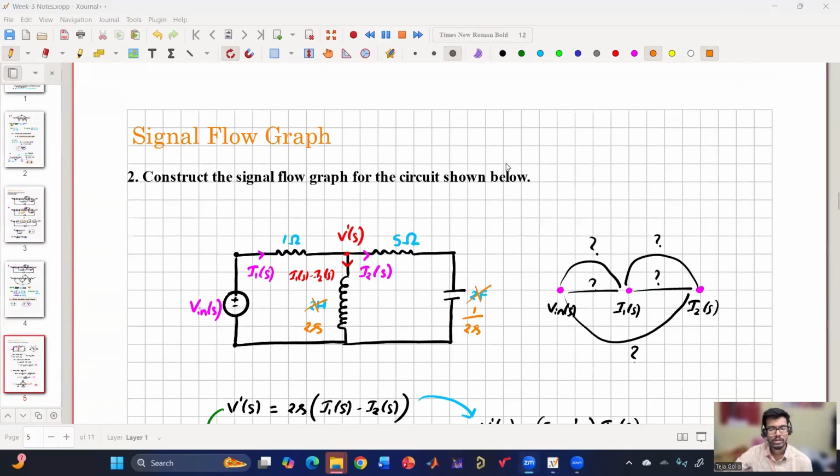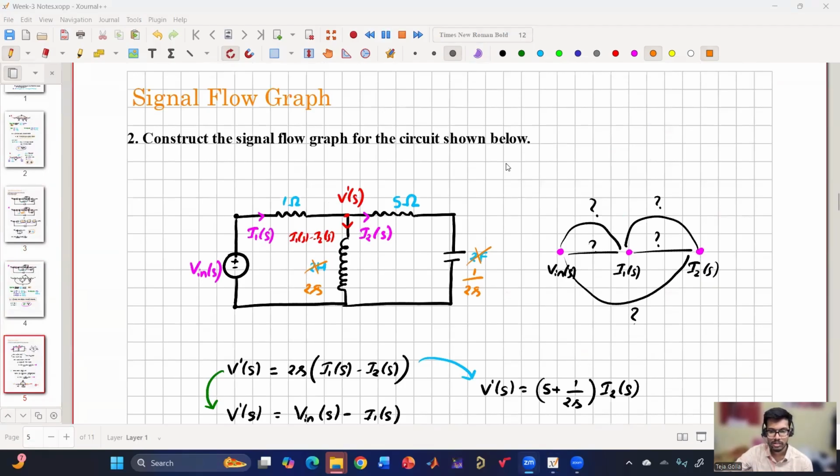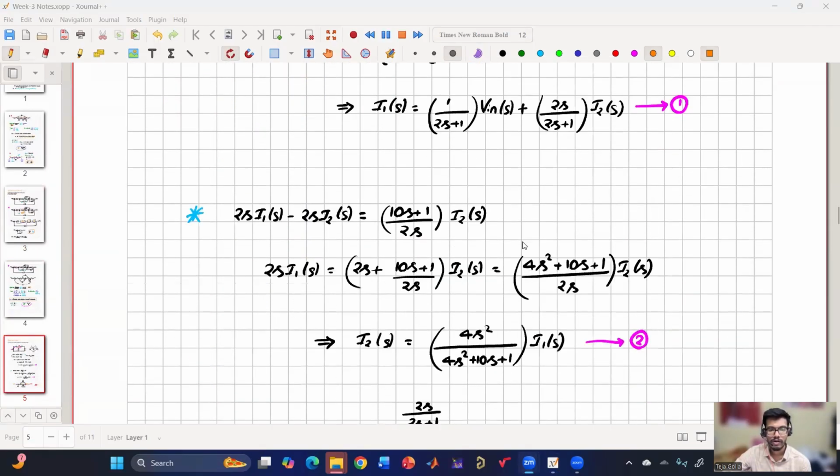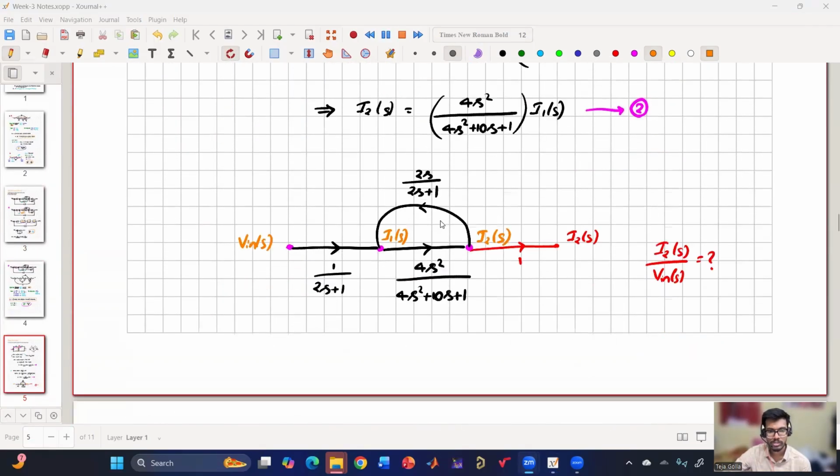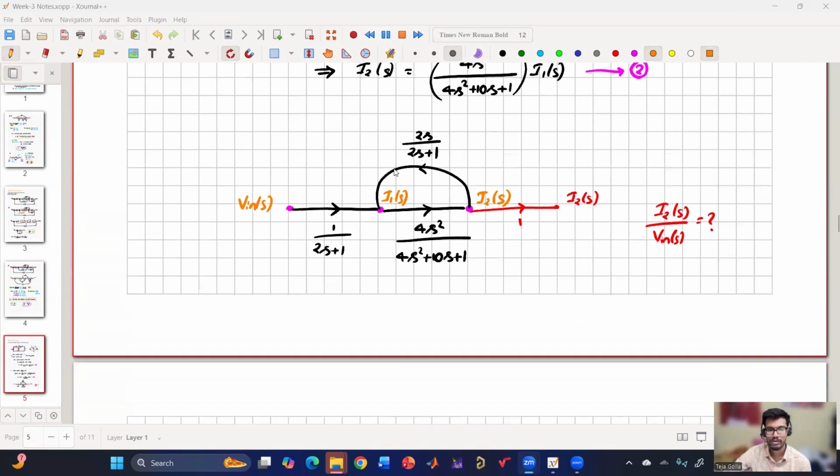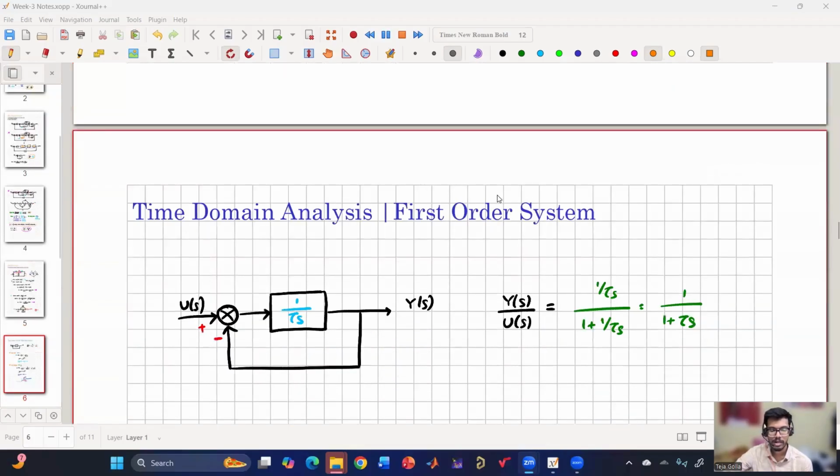Okay. Then we have considered another question where an RLC circuit is given and the nodes are given, and then we were asked to draw the signal flow graph. So we have to convert whatever node points are there in terms of other node points, and we have gotten the signal flow graph. Now, if someone asks what is the output to input transfer function, again Mason's gain formula can be applied to get the same transfer function.